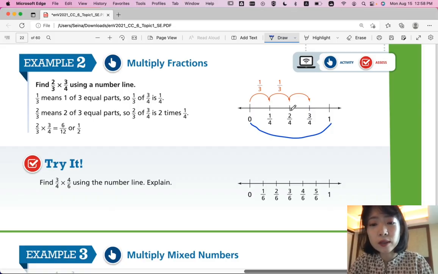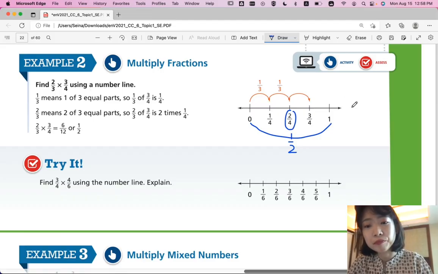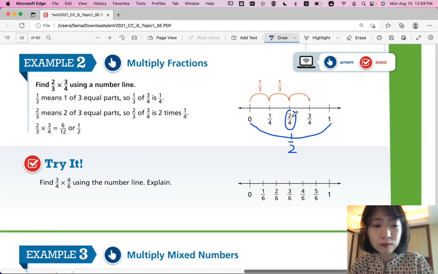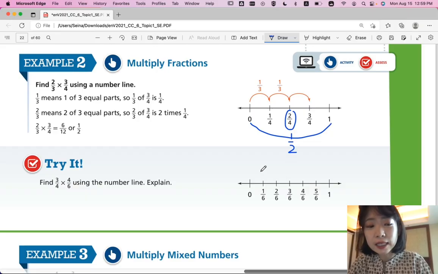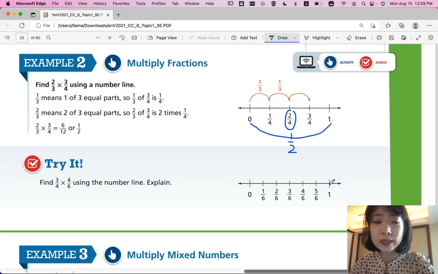So 2 times 1/4 is just 2/4, or in other ways, it's just 1/2. 2/3 of 3/4 is equivalent to 1/2. Okay? Because you're dividing 1 into exactly half. Or you can divide 2 by 4 and get 0.5 or 1/2. All right, let's look at try it here. Find 3/4 times 4/6 using the number line and explain if you can. Come back when you're ready for answers.